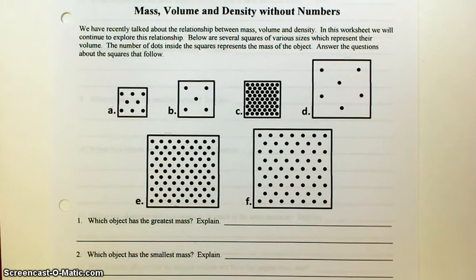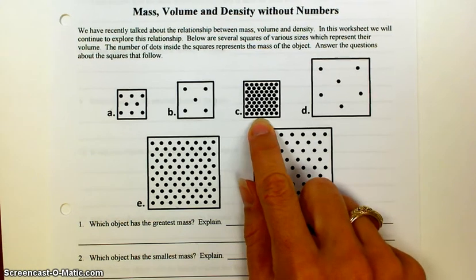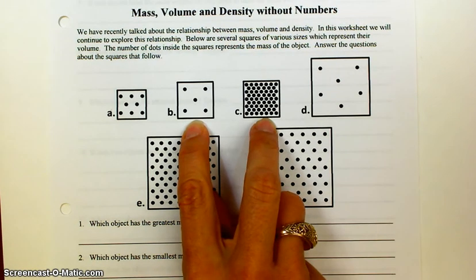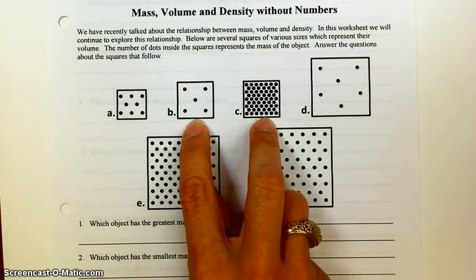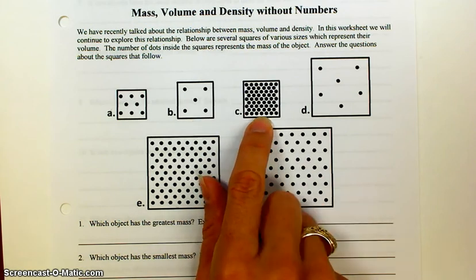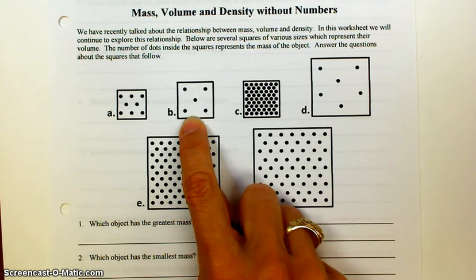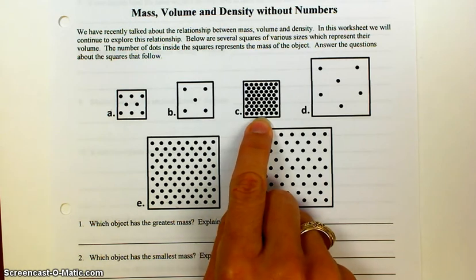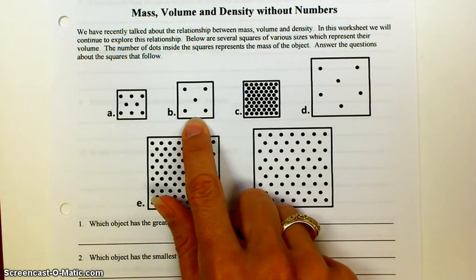Without getting into details, these are some graphic examples of things with different densities. The size of the box represents the volume, and the number of dots represents the number of atoms, or the mass. For instance, this box and this box are the same size, so the volumes are the same, but this one has a whole lot more mass packed into that volume than this one. So this one has a much, much bigger density than this box.